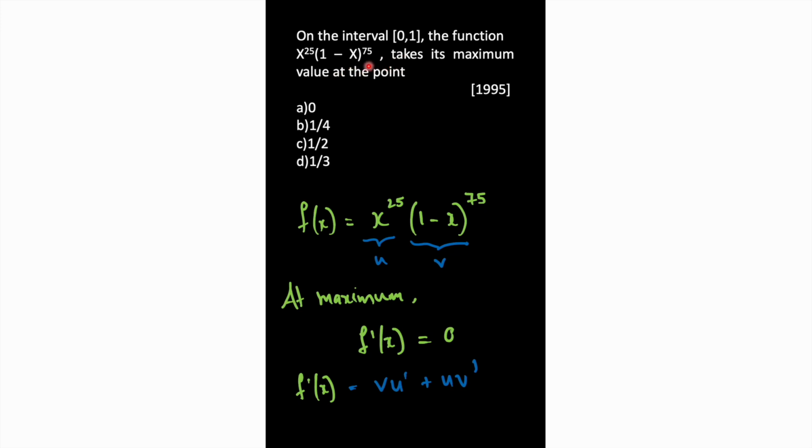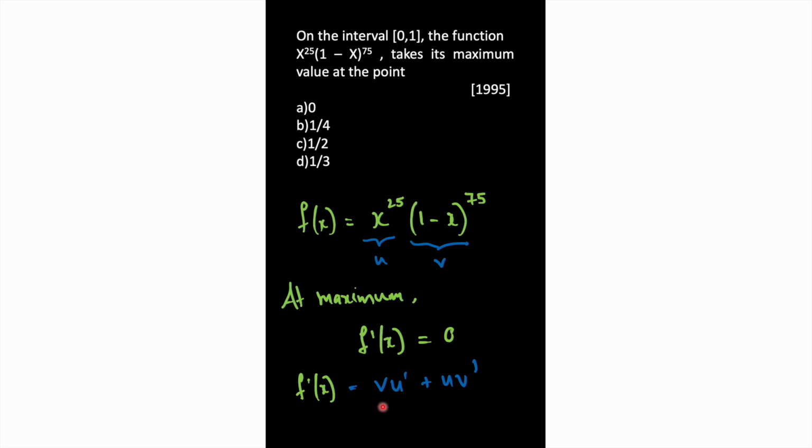The question is: there is a function f of x, when will it take the maximum value within the interval 0 to 1? It's given f of x is equal to x raised to 25 into (1 minus x) the whole raised to 75. Let x raised to 25 be u, and (1 minus x) the whole raised to 75 be v. We know that f dash x must be 0 at maximum.